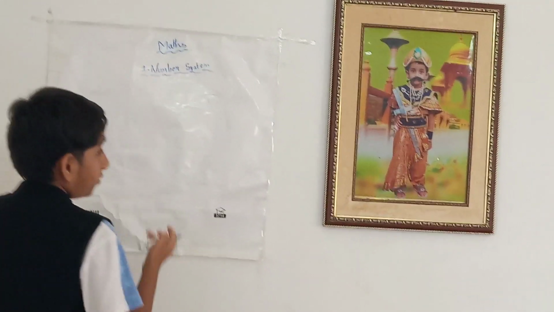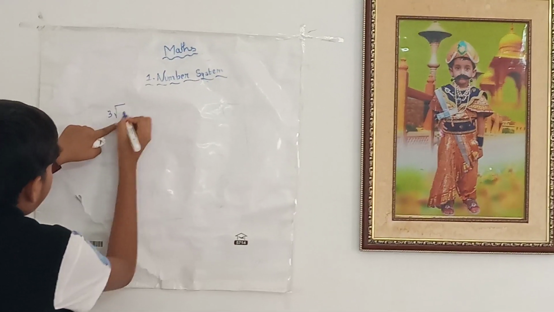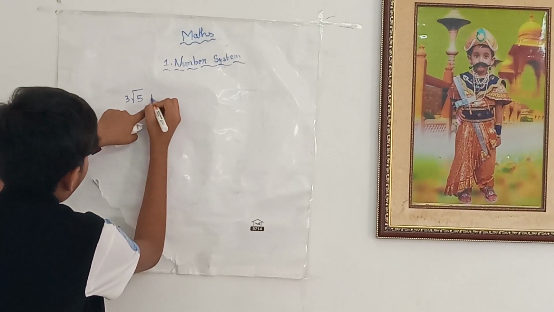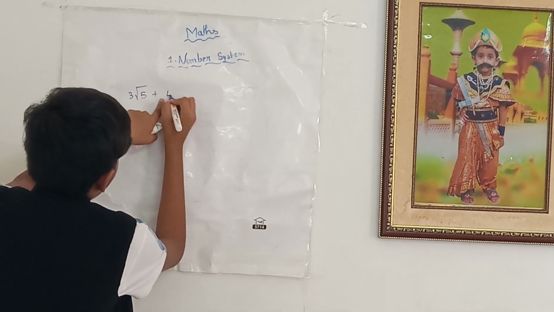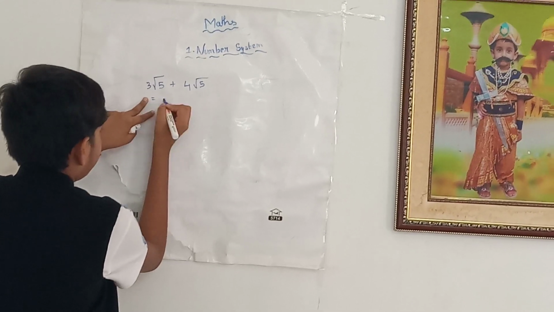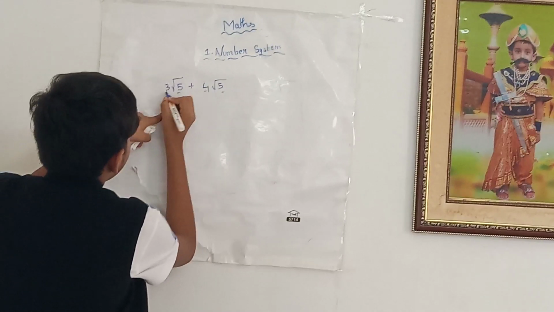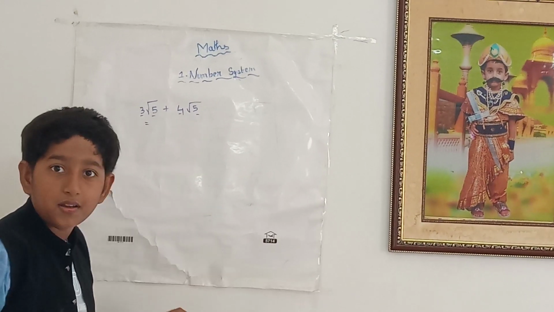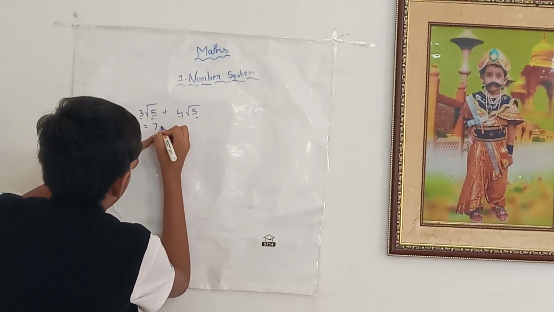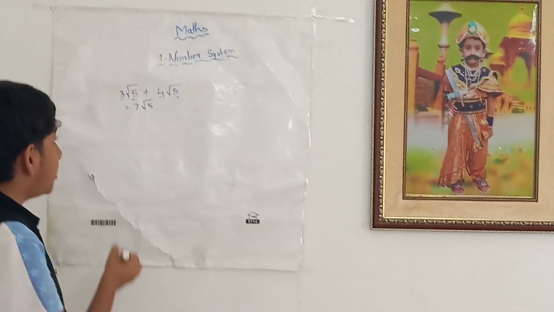Okay, first we will see what is meant by a like term. I will tell that with an example. See, if you take 3 root of 5 plus 4 root of 5, finally what will we get? Can you guess it? I think you can. You can put these two as same, and finally, you need to add it. 3 plus 4, 7, and root 5. Okay, this is like terms.